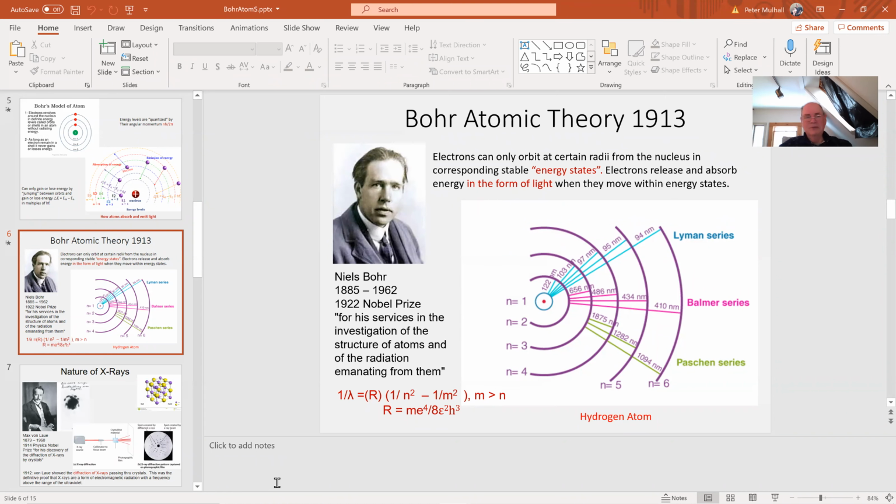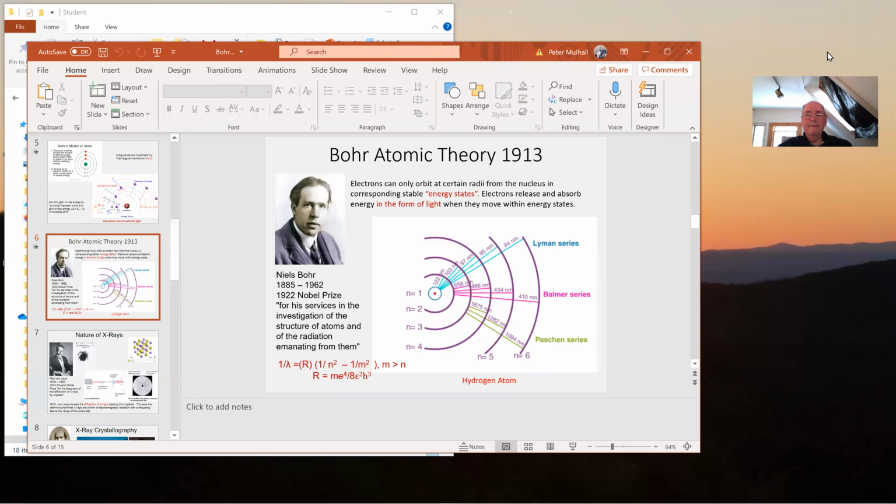Okay, if you want to open up your mic, any other questions, any other comments? Yes, Peter, I have a question about, can you hear me? Yes, I can. Okay, thank you. I have a question about the formula in this particular slide, Bohr atomic theory, 1913. Would you say again what the term, it's the E squared, would you say what that is again, please?